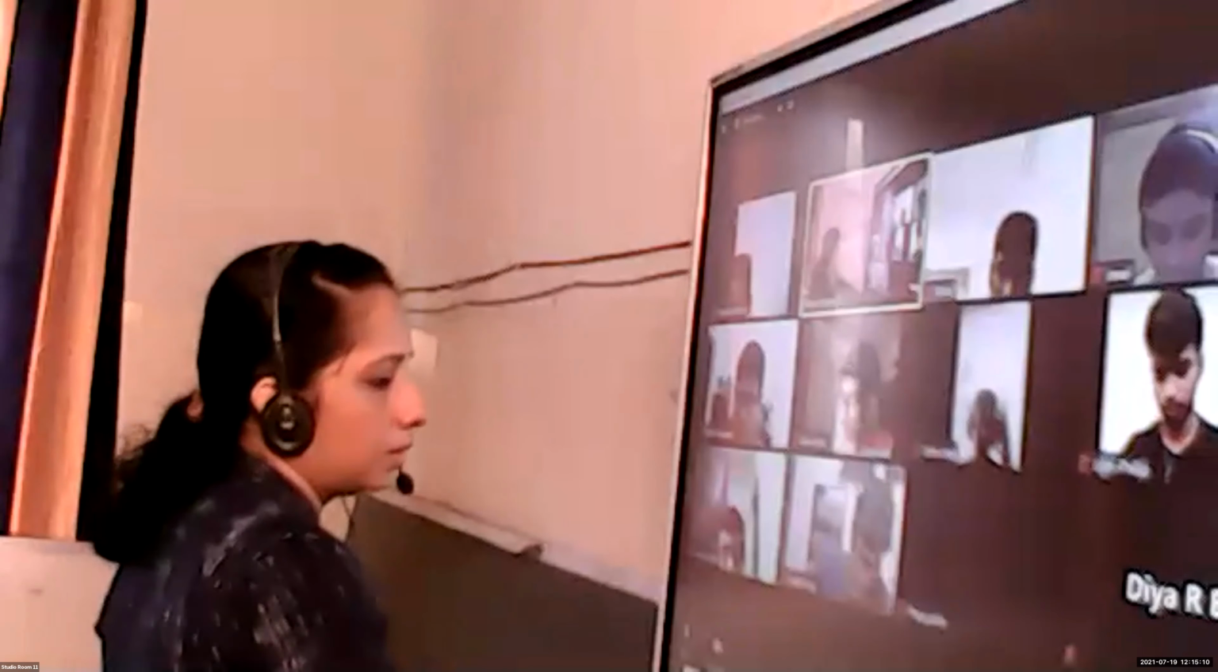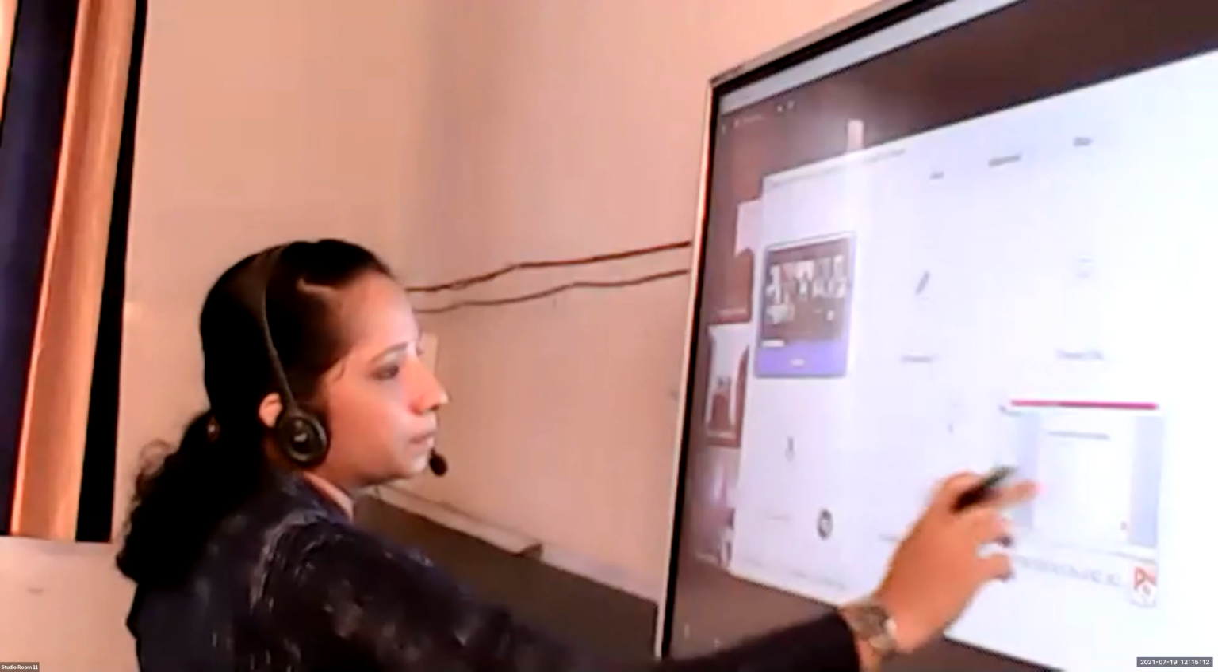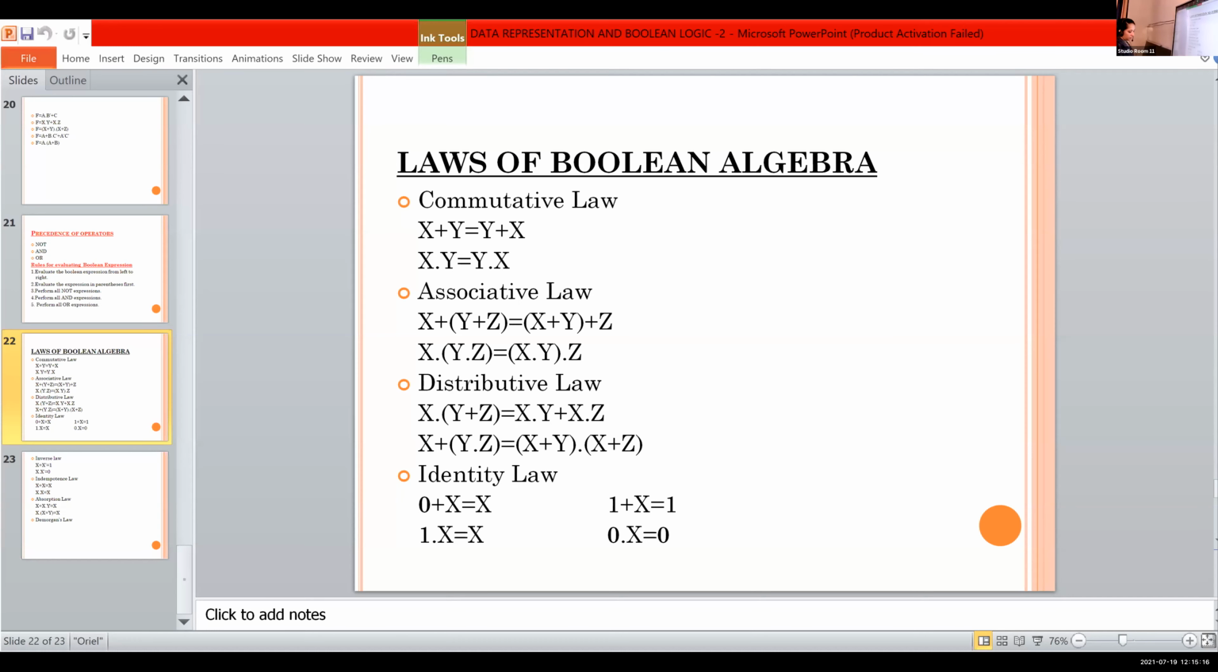So the next law is the identity law. Identity law. There are two laws based on OR: 0 plus X is equal to X, and 1 plus X is equal to 1. And based on the AND gate, it is 1 into X is equal to X and 0 into X is equal to 0.